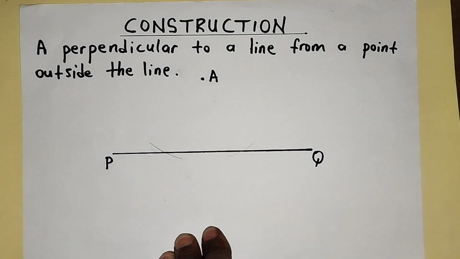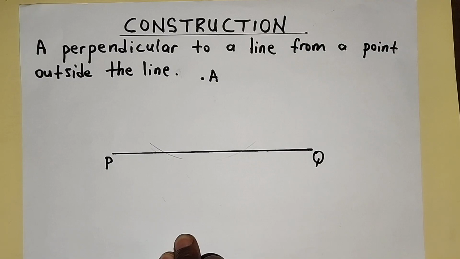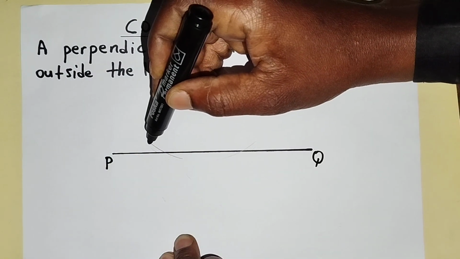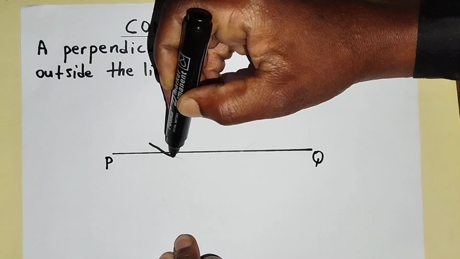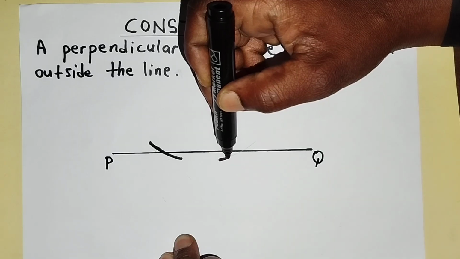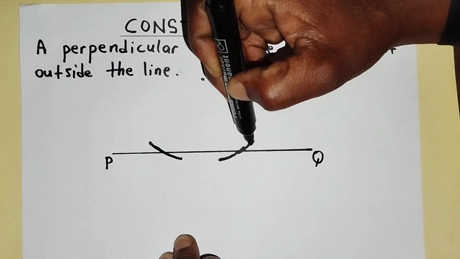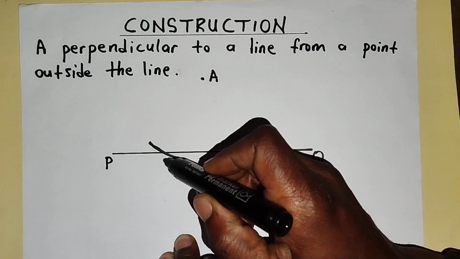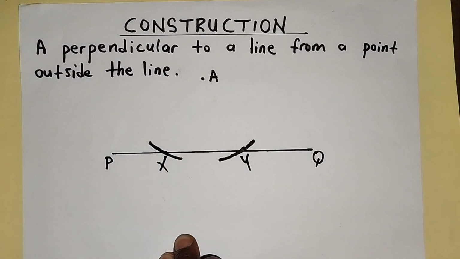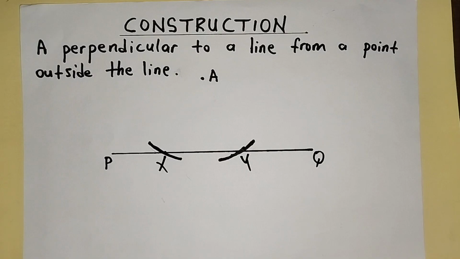Okay, so let me put some additions here so that my arcs can be visible. So I'll trace above the pencil markings so that my arcs can be visible. This is where my arcs cut the line. I'll call these points X and Y. So my arcs are cutting the line PQ at X and Y.